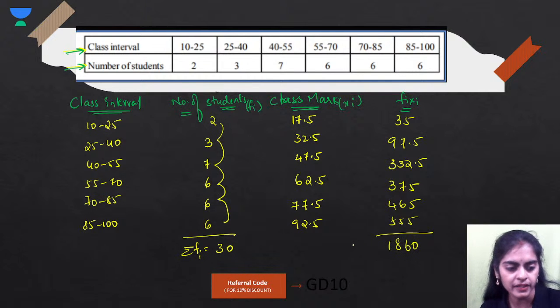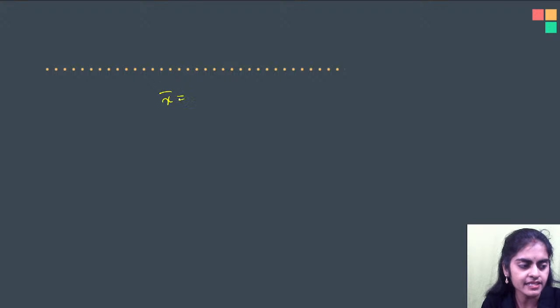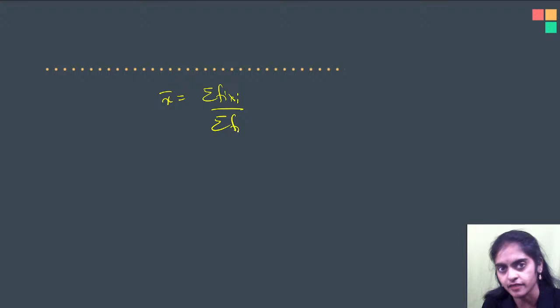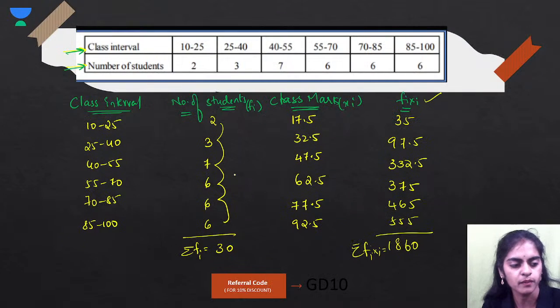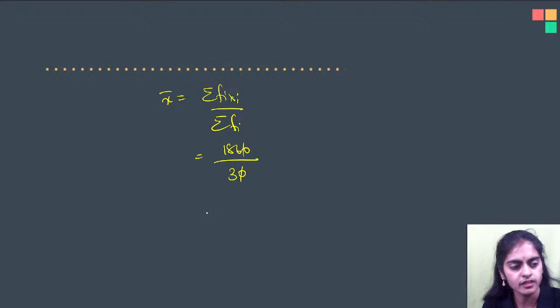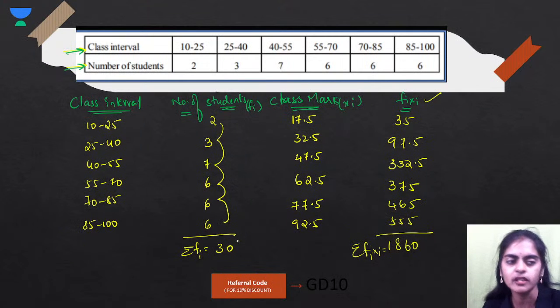Now how do you find mean? This is nothing but summation of the products of sigma Fi, Xi. So my mean is equal to sigma Fi, Xi divided by sigma Fi. So that is equals to 1860 divided by 30. 0, 0 cancel. 3 sixes are 18 and 2. So 62 is the mean of this given data.